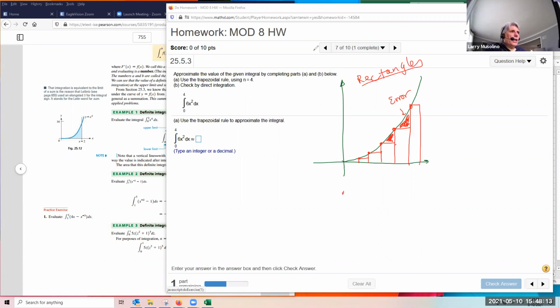What if you changed the game plan and instead of using rectangles, what if you would use trapezoids? So what if you decided to create trapezoids? A trapezoid would look something like this.